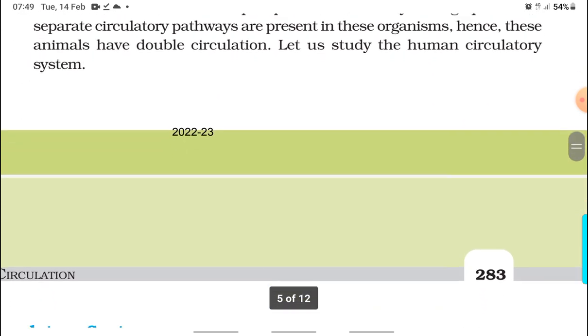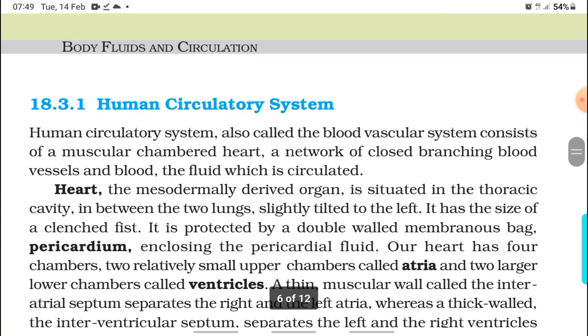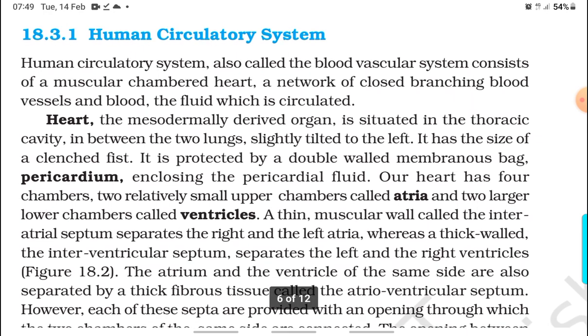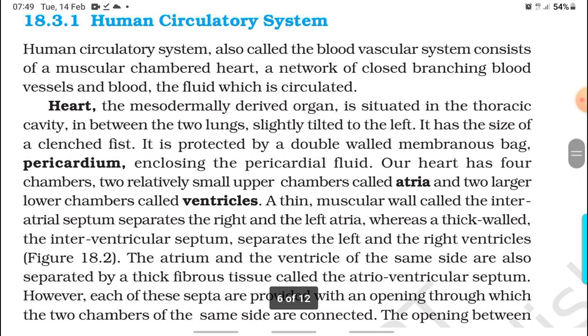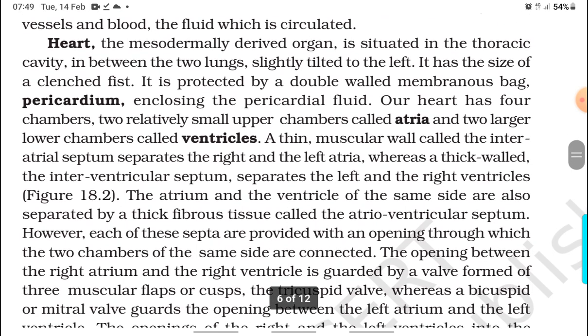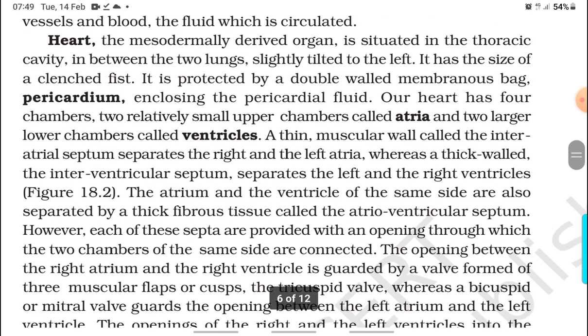Let us study the human circulatory system. The human circulatory system, also called the blood vascular system, consists of a muscular chambered heart, a network of closed branching blood vessels and blood, the fluid which is circulated. The heart, a mesodermally derived organ, is situated in the thoracic cavity in between the two lungs, slightly tilted to the left. It has the size of a clenched fist. It is protected by a double-walled membranous bag called the pericardium, enclosing the pericardial fluid.